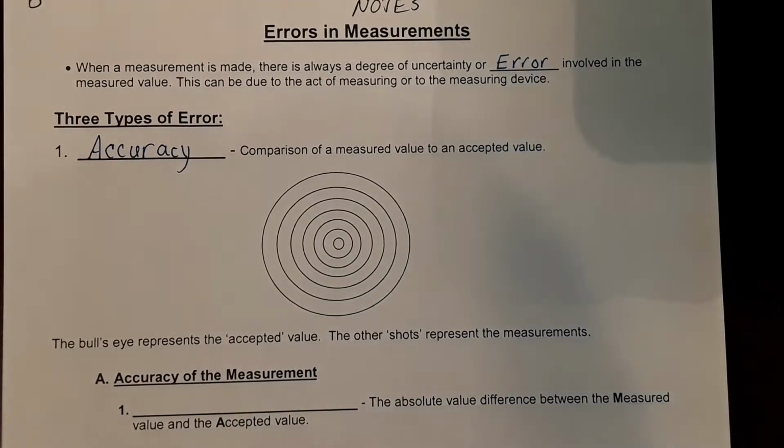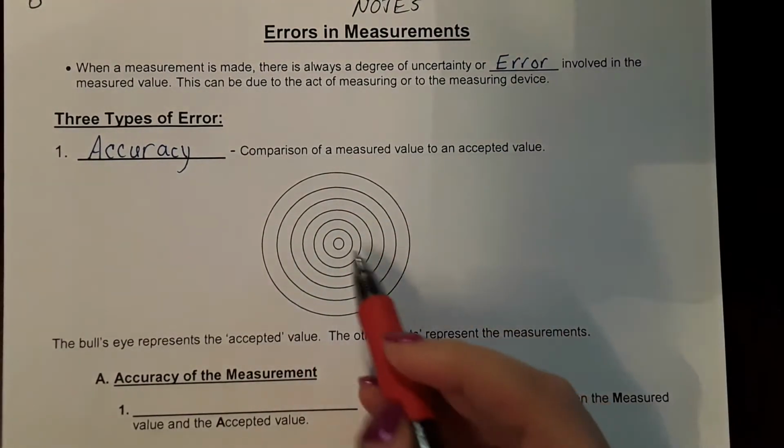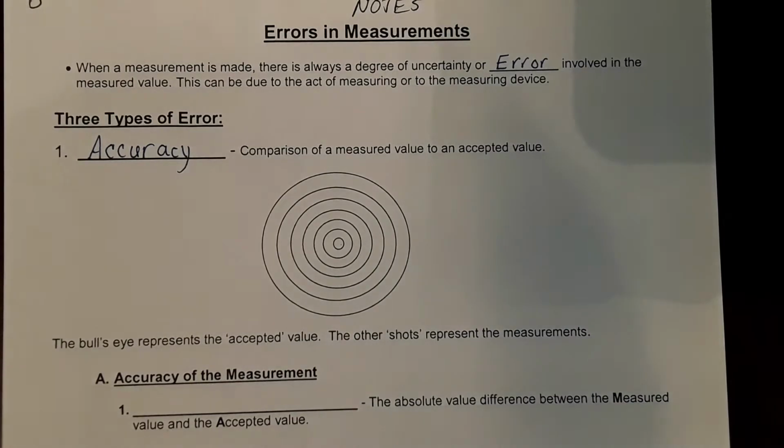Okay, so a good example to use or analogy to use for this is a target. Suppose you're going to shoot arrows at a target off at a distance. Now, where accuracy is concerned, the accepted value for this analogy would be the bullseye. The bullseye is the accepted place to hit with your arrow to make yourself accurate. Okay, the further away from the bullseye you are, the less accurate you are.